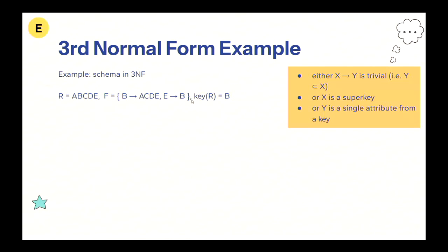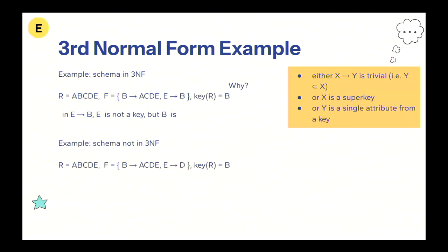What about the second one? E determines B. Which condition does it fulfill? Yeah, the third one. So that's why this schema is in the third normal form.